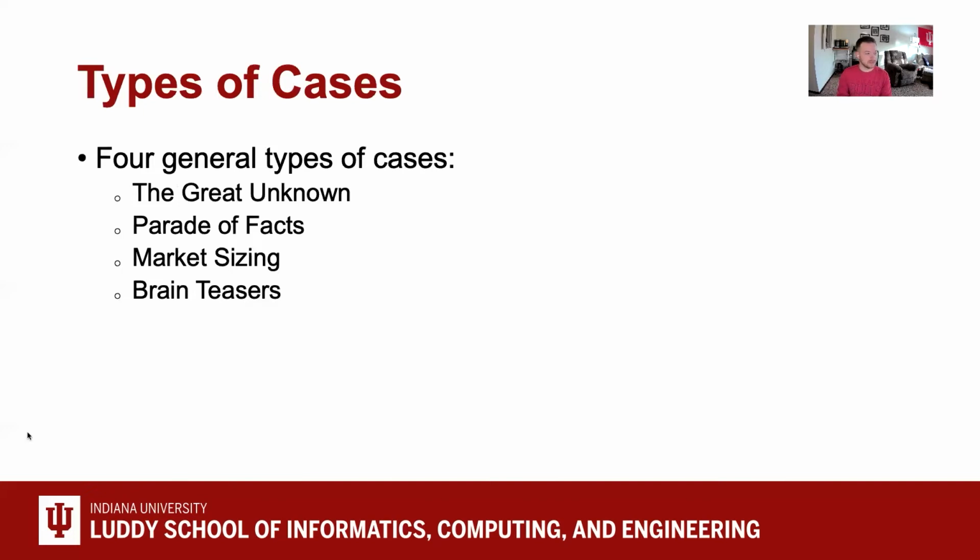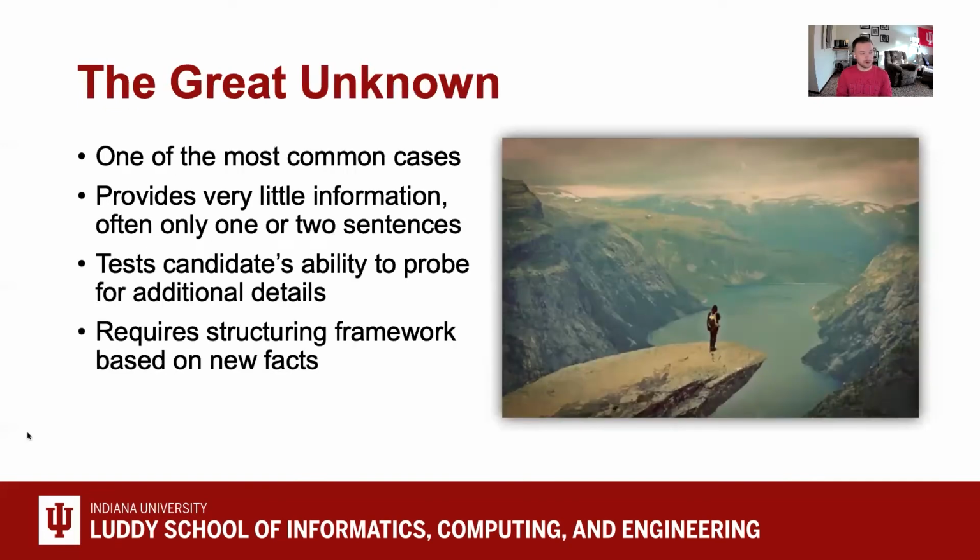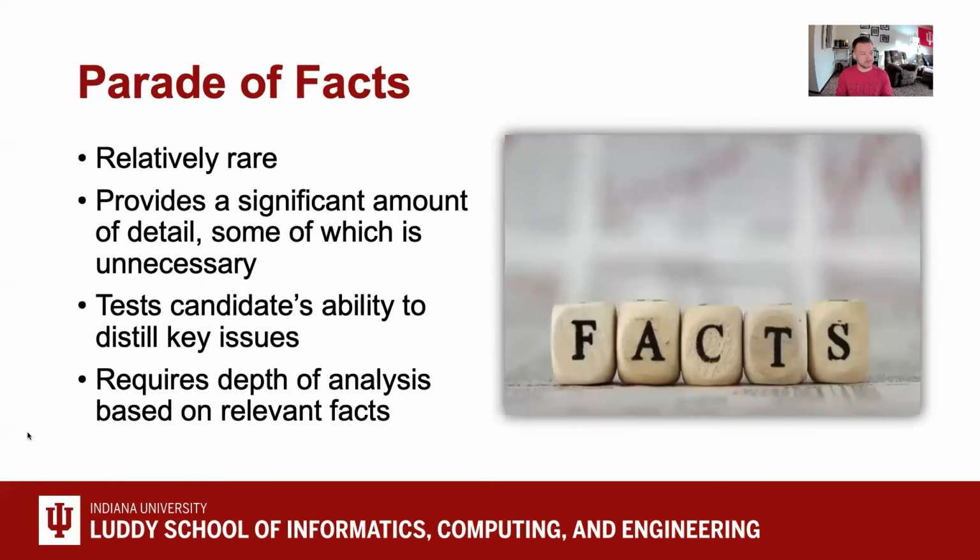And the different types of cases: there's great unknown, there's Pareto facts, market sizing, and brain teasers. The great unknowns, probably one of the more common ones, provide very little information. They're essentially testing your ability to ask clarifying questions, to probe for additional details. They want to see your thought process on, we know we haven't given you a lot of information. What are you going to do with that? You can ask more questions. You can try and make a guess or a solution based on what you have. What are you going to do with it?